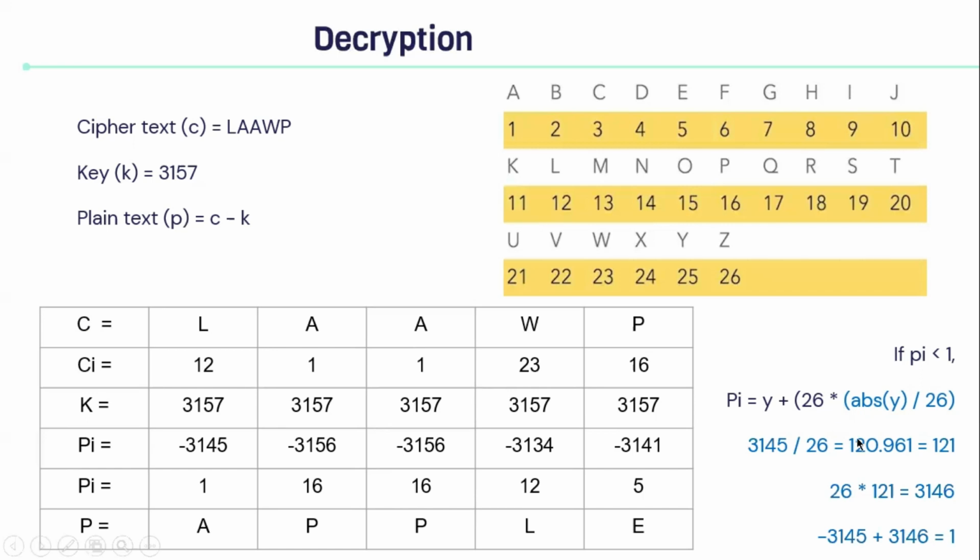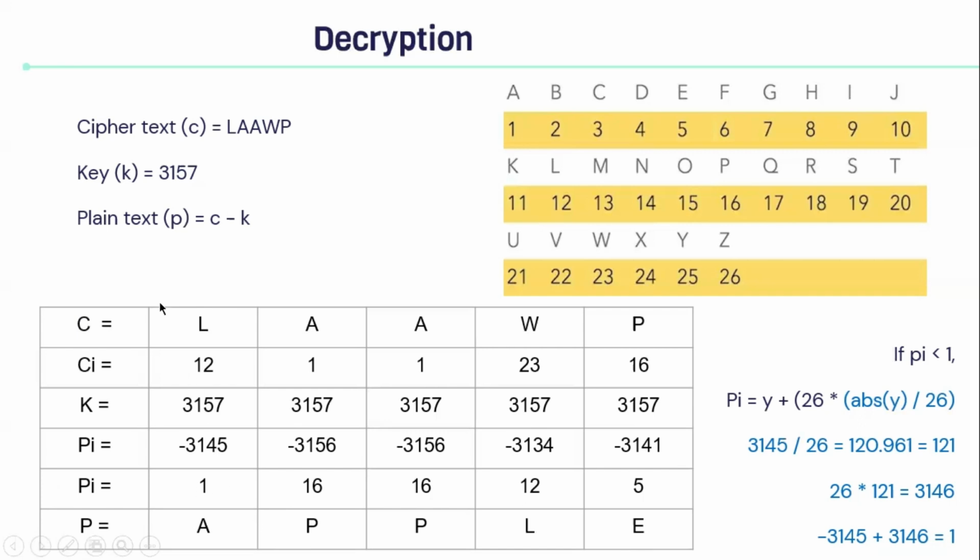Then we have to multiply it with 26. So 121 into 26 gives the value 3146. The last step is Y plus the final result, which is 3146. Y is minus 3145, so here 3145 plus 3146 gives the result 1. So here is the new plain text index, which is 1.